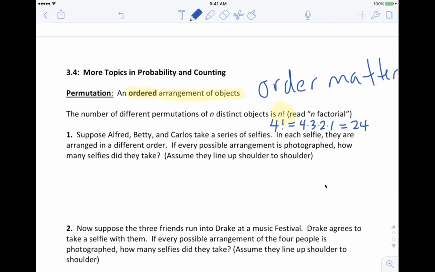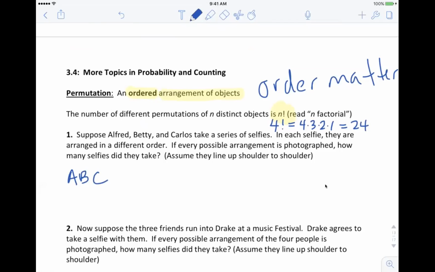So suppose we have 3 friends and they're going to take a series of selfies. They want to have every possible arrangement. So how many selfies do they have to take? And they're lining up shoulder to shoulder. One that I can think of right off the bat is ABC, Alfred, Betty, Carlos, right? If you want to take a moment, hit pause and see if you can list them all. Feel free to do so. Otherwise, I'm just going to continue here.